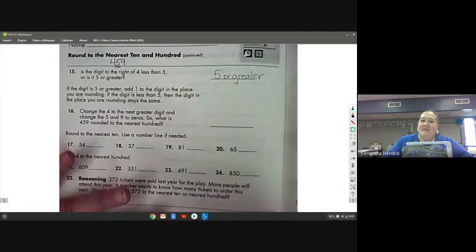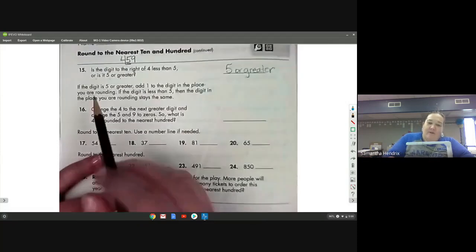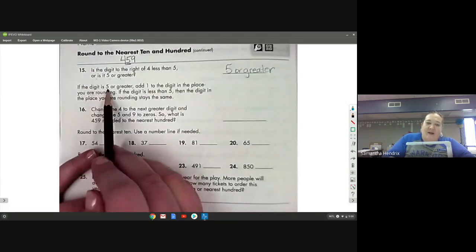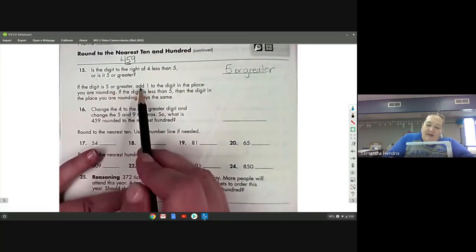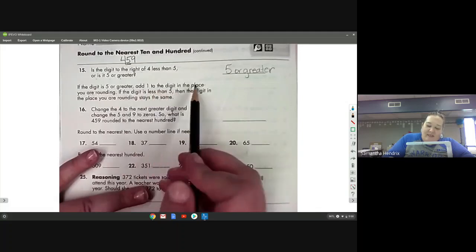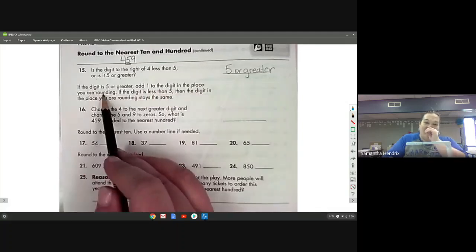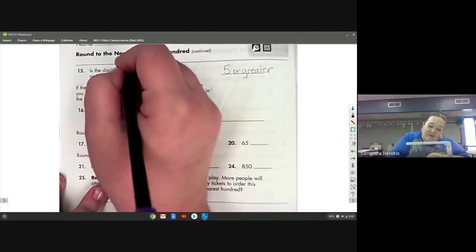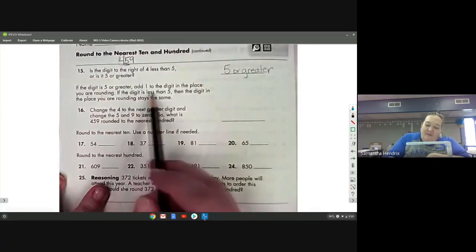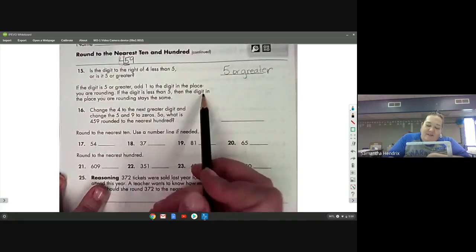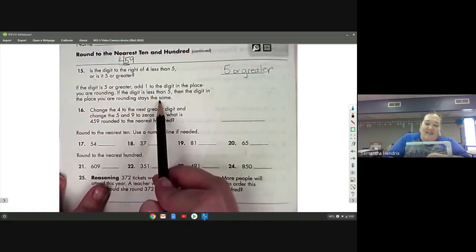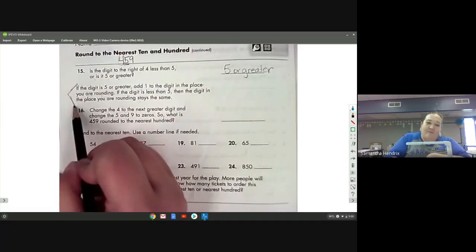Remember, you can pause at any time. So here's the thing. If the digit is 5 or greater, add 1 to the digit in the place you are rounding. So we're rounding to the 100. If the digit is less than 5, then the digit in the place you're rounding stays the same. So this is where our little rule comes in.